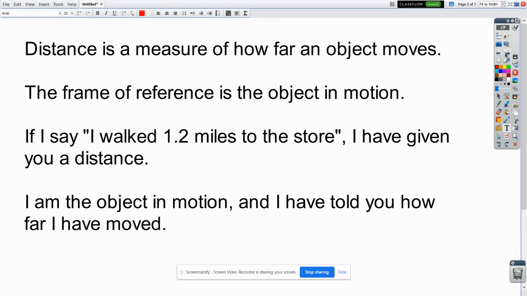So if I say I walked 1.2 miles to the store, I've given you a distance. I'm telling you what I have done. I'm the object in motion, and I've told you how far I've moved. I have gone 1.2 miles.